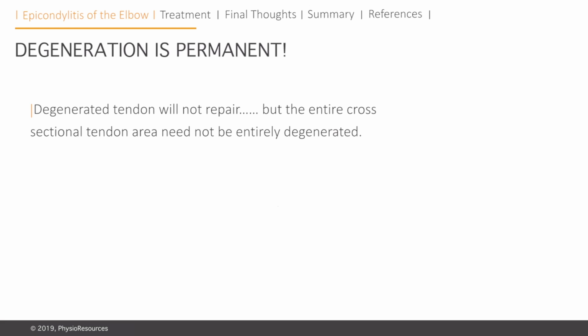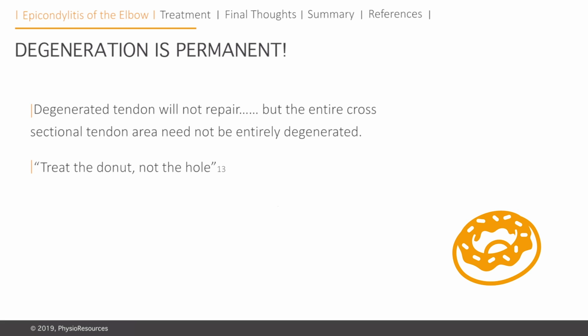An article that was authored by Cook, Rio, Purdam, and Docking in 2016 uses the analogy of treating the donut and not the donut hole, which is pretty much what I just spoke about there. This is referring to building up the viability and strength of the remaining healthy tendon as a means of getting the elbow in question to be able to handle the demands that are placed on it.